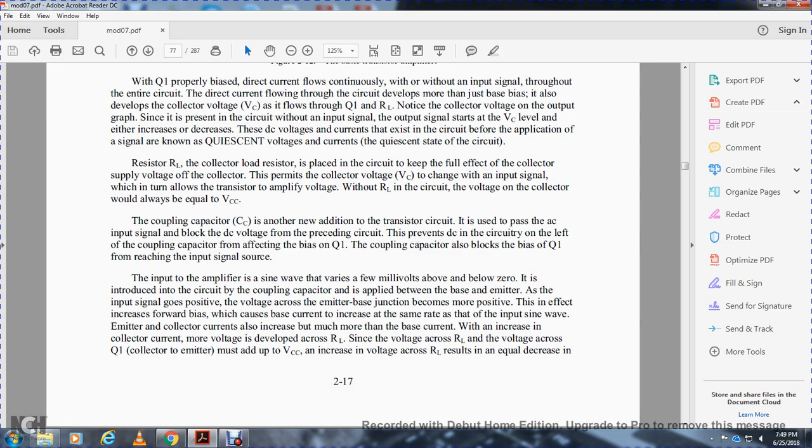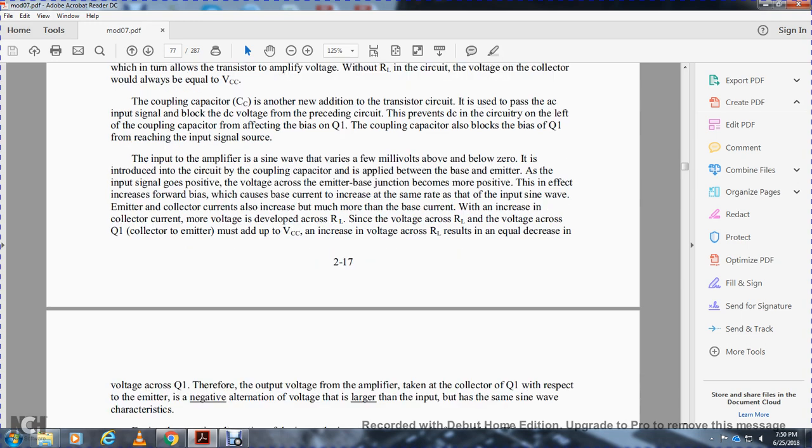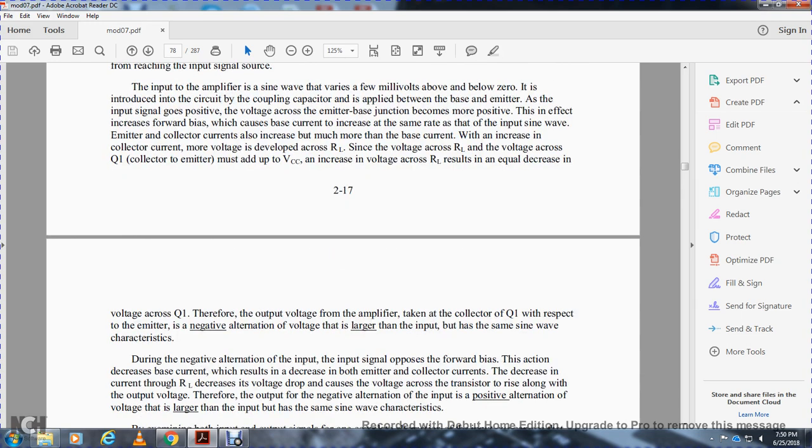When the input signal goes positive, the emitter-base junction becomes more positive and effectively increases the forward bias, which causes the base current to increase at the same rate as the input sine wave. Emitter and collector currents also increase much more than the base current. With the increase of collector current, more voltage is dropped across the collector load resistor. Since the voltage across the collector load resistor and the voltage across the collector-emitter of Q1 must add up to the supply voltage, an increase in the voltage across the collector load resistor results in an equal decrease of the voltage across the collector to emitter. Therefore, the output voltage of the amplifier, taken at the collector with respect to the emitter, is a negative alternation, larger than the input but with the same sine wave characteristics.